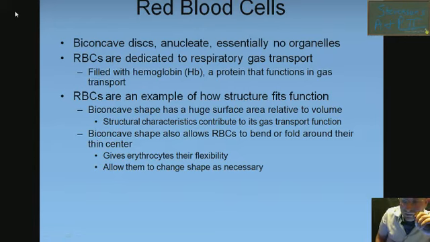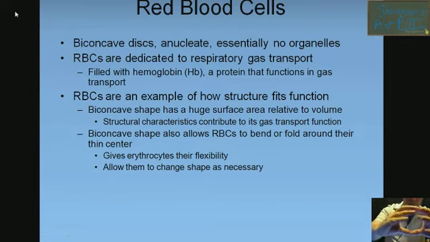Red blood cells are an example of how structure fits the function. Without that structure, it would not have the function that it does. The biconcave shape has a huge surface area relative to the volume. So if we have a red blood cell like this, you have a lot of surface area on the top and a lot of surface area on the bottom.